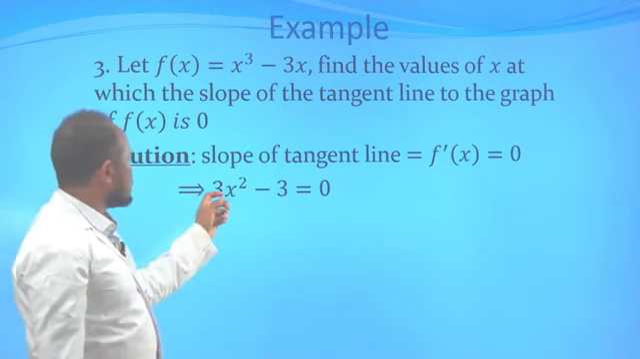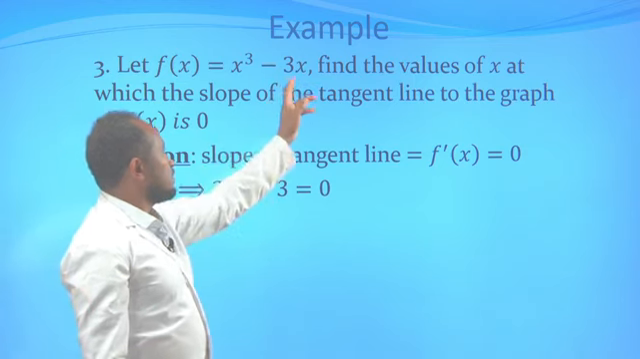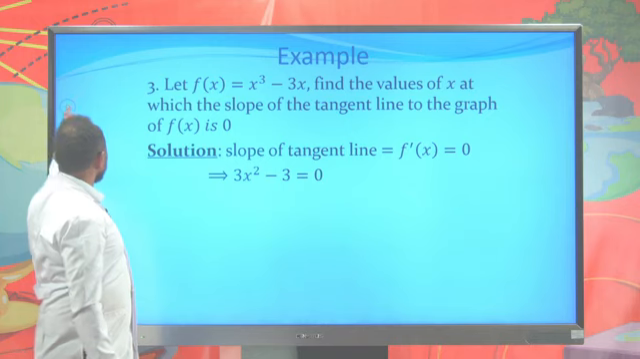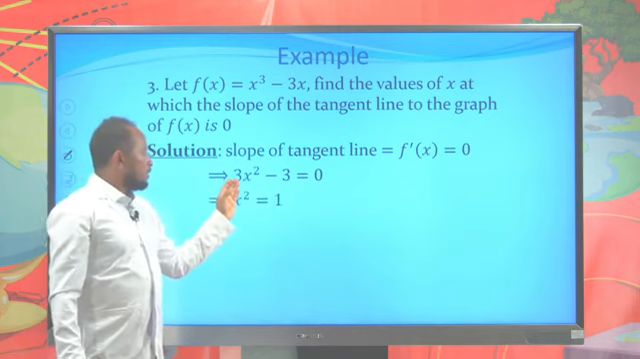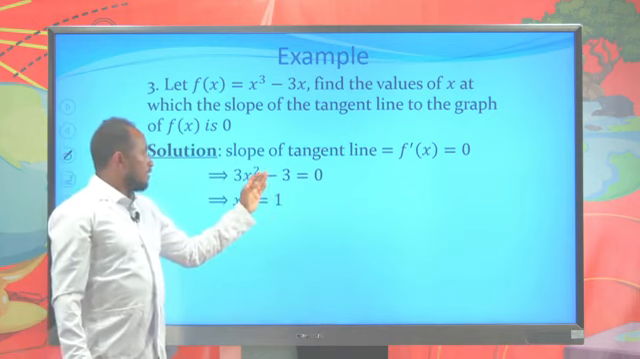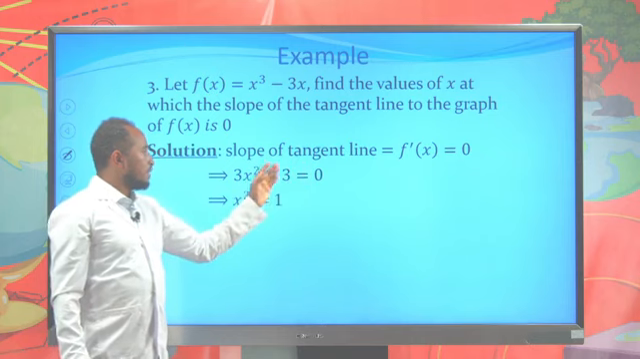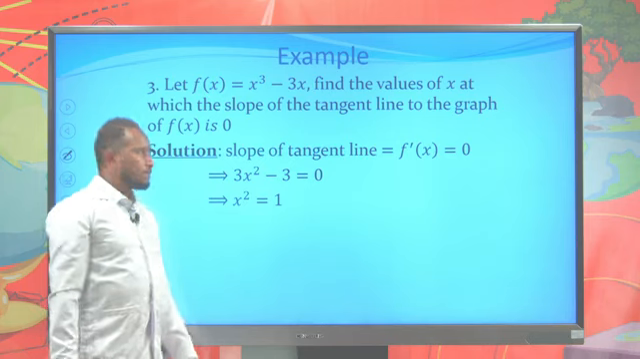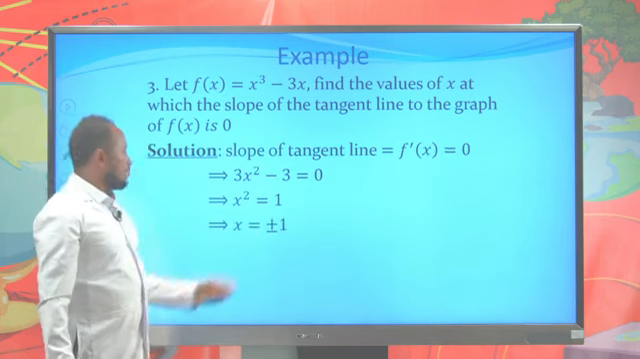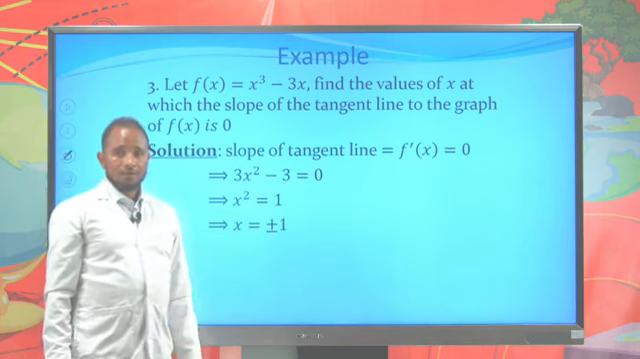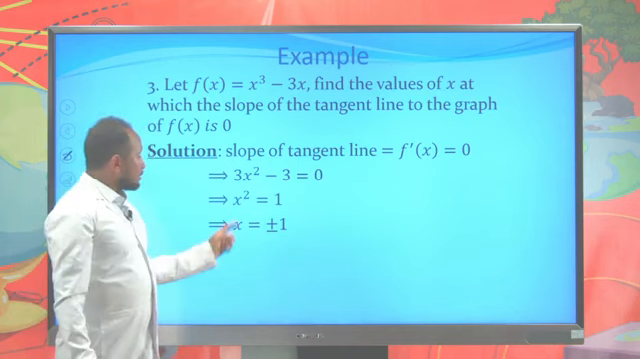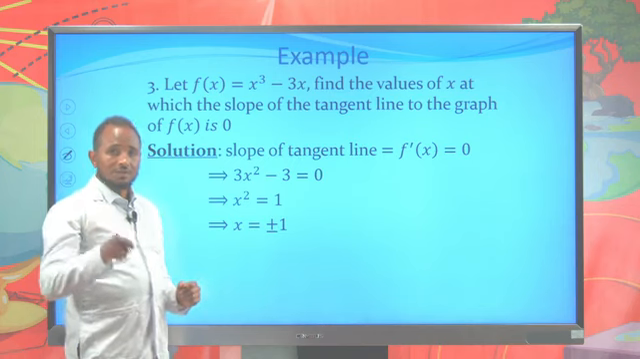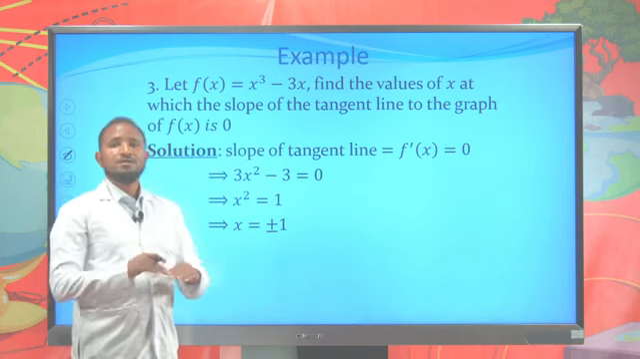So this is equal to 3x squared minus the derivative of this one, it is 3. This is equal to 0. So when you evaluate this one, you put 3 there and divide by 3, you get x squared is equal to 1. Therefore, from this, x is plus or minus 1. Therefore, at x equals 1 and negative 1, the slope of the tangent line for this graph is 0.